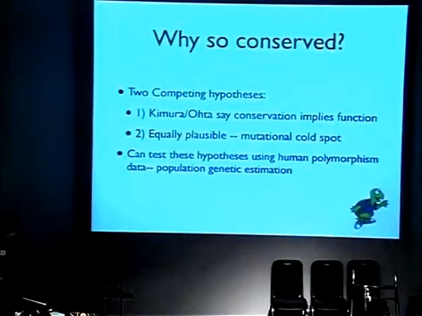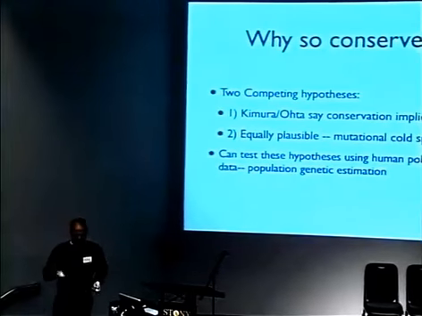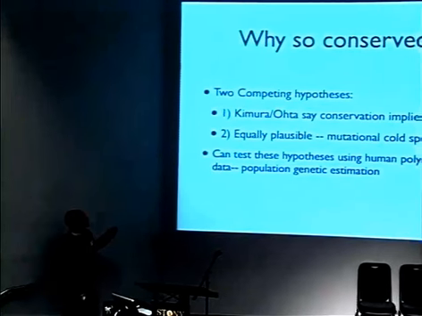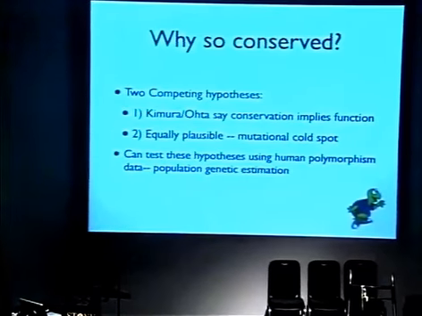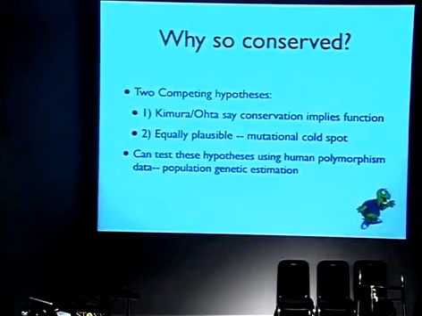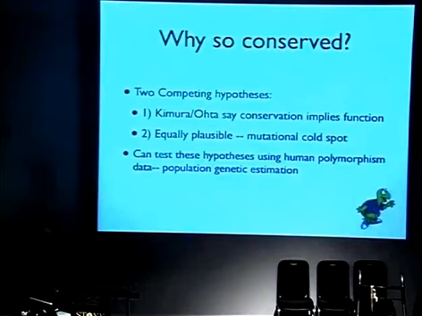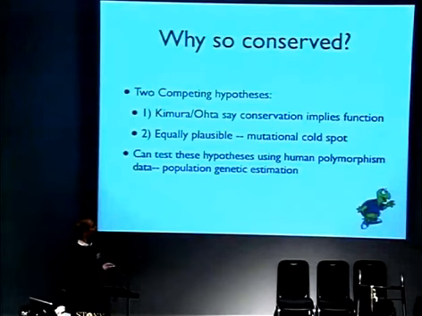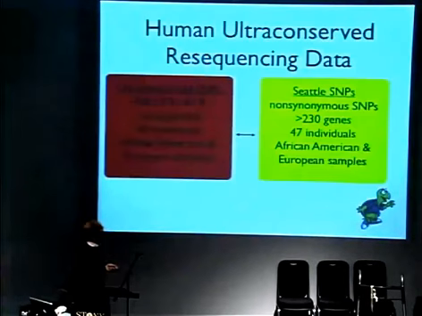So when you look at something like this, there are actually two competing hypotheses, like we've been discussing, to explain the conservation. The first one is the Kimura and Ohta hypothesis, that conservation implies function. The second equally plausible hypothesis is that you've stumbled upon a mutational cold spot. They very well could exist. The beautiful thing is now we can use population genetics, population genetic estimation, to untangle these hypotheses.